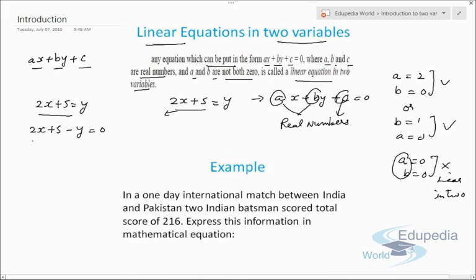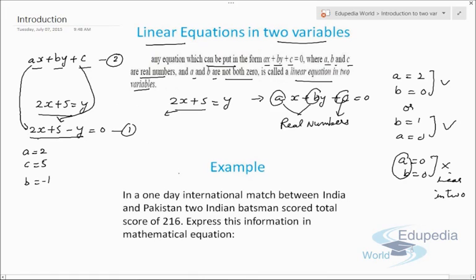If we compare the coefficients of equation 1 with equation 2, we can clearly see that a can take a value of 2, and c can take a value of 5. Now for y, here we have minus y, so b will equal minus 1, because we have to take the coefficient with its sign. So these are the values of a, b and c. This is how we can represent any equation in the form ax plus by plus c. So this was a little bit about the introduction to linear equations in two variables.